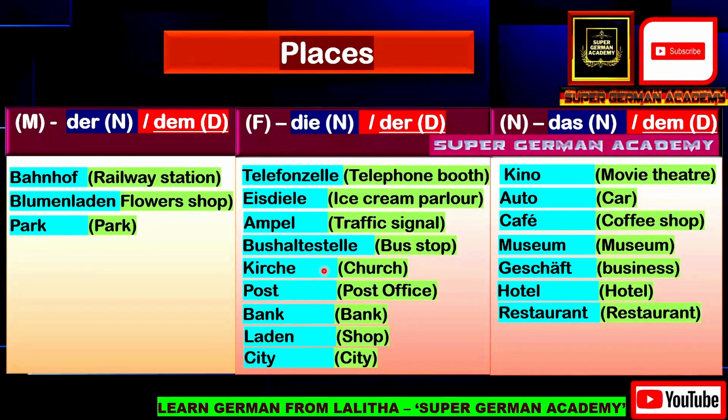Kirche means church. Post is post office. Bank is bank and shop is Laden. Then Stadt, city. Then the neuter nouns. Kino means movie theater, cinema. Auto means automobile, car. Café is coffee shop. Museum is the same, museum. Kaufhaus means the business place where shopping happens, like a mall. Hotel is the same, hotel, and Restaurant is the same, restaurant.